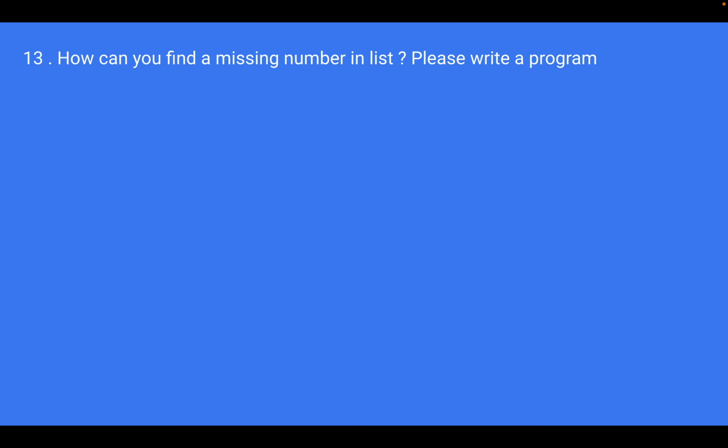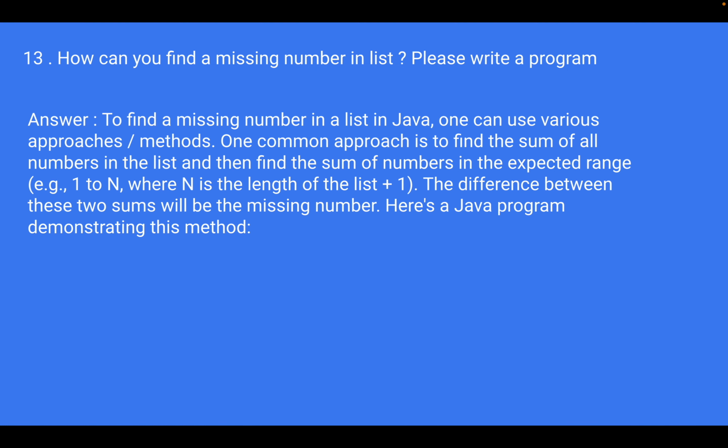Question number 13 was: how can you find a missing number in the list? Please write a program. To find a missing number in a list, we can use various methods and approaches. One of the common approaches is to find the sum of all the numbers in the list and then find the sum of the numbers in the expected range, for example 1 to n, where n is the length of the list plus 1. The difference between these two sums will be the missing number.